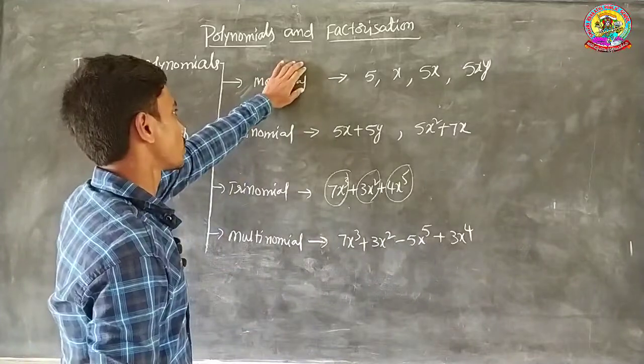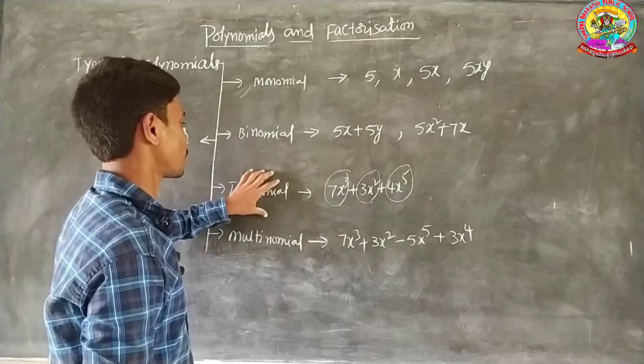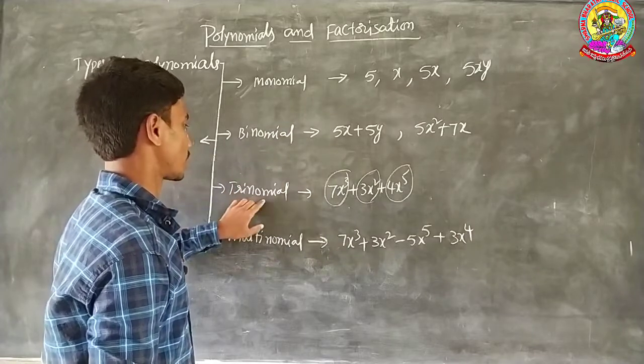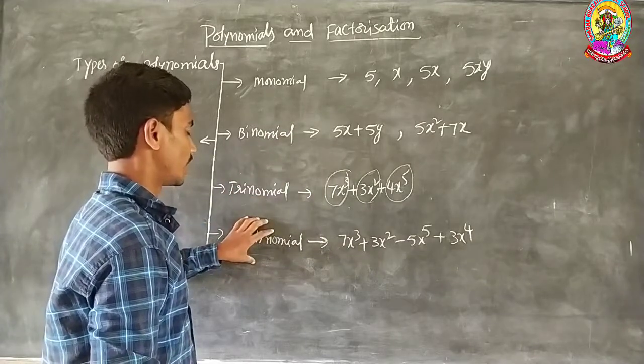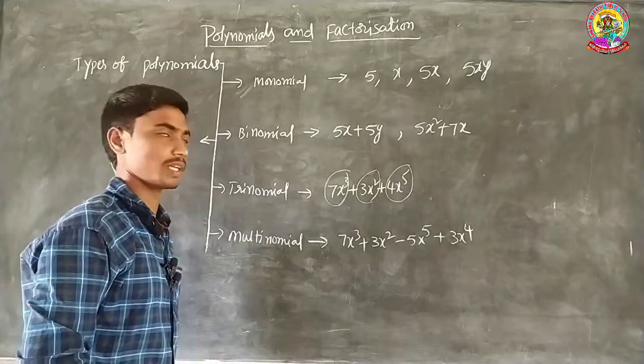If the number of terms is 1, that is a monomial. If the number of terms in an expression is 2, that is a binomial. If the number of terms in an expression is 3, that is a trinomial. If the number of terms in an expression is more than 3, that is a multinomial.